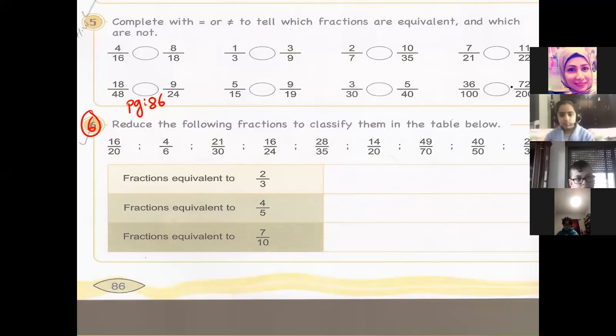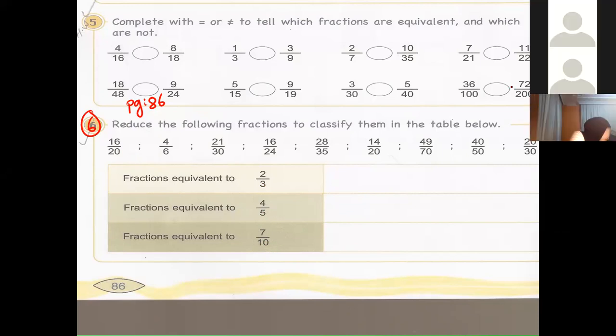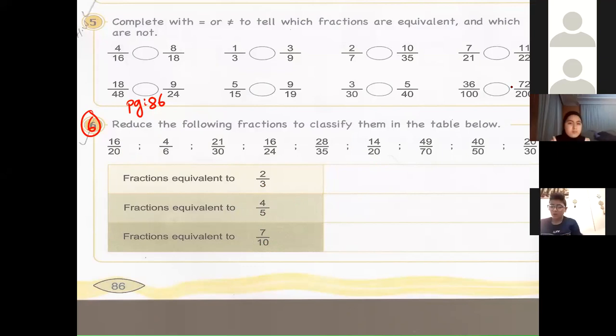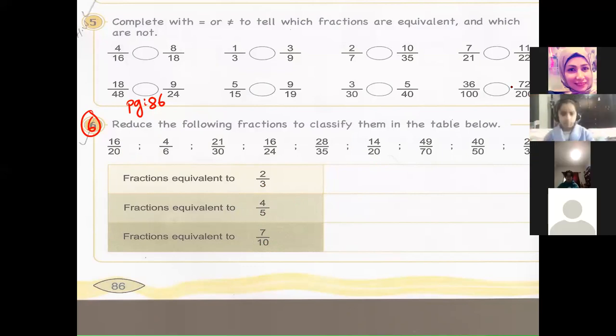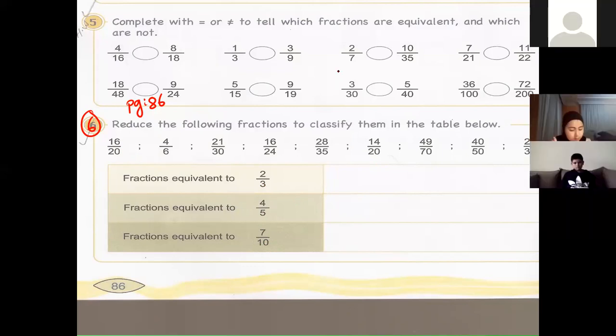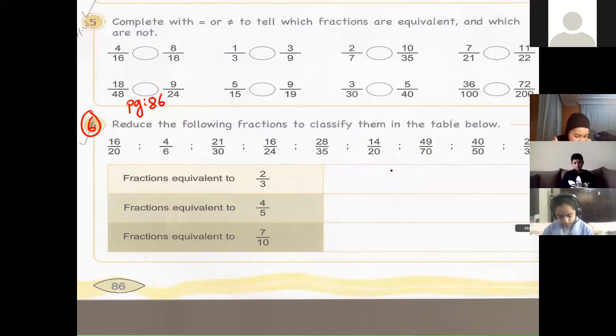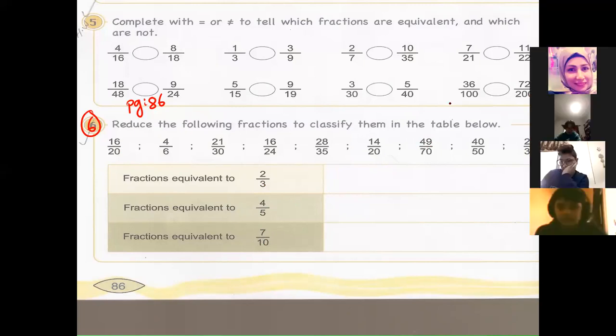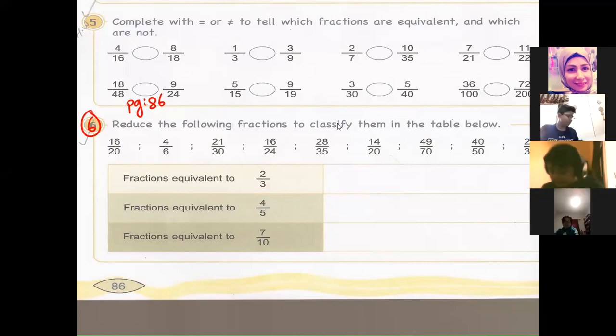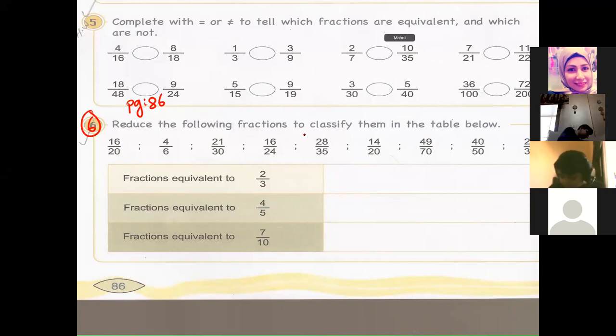Before we start, let's revise. When do we say two fractions are equivalent? We divide or multiply by the same number. Excellent. So two fractions are equivalent if we are multiplying or dividing the numerators and the denominators by the same number. Okay.